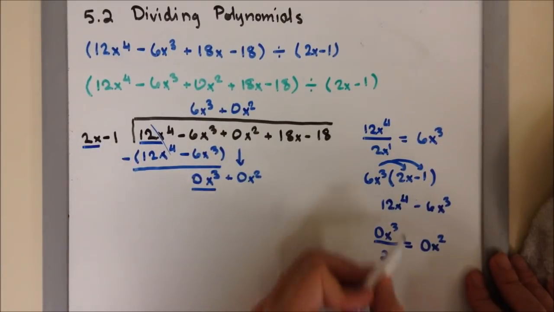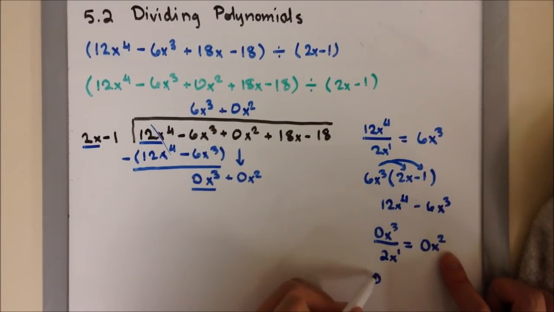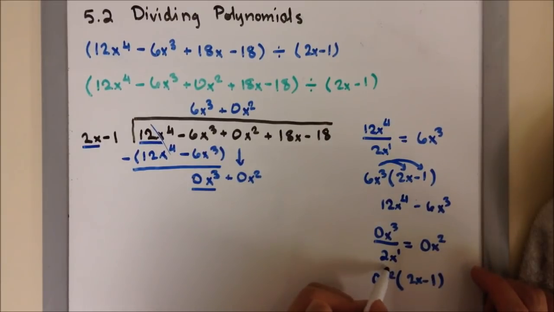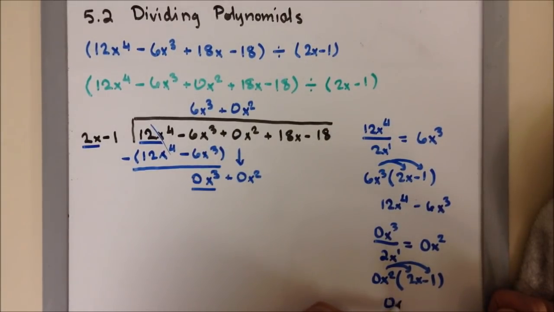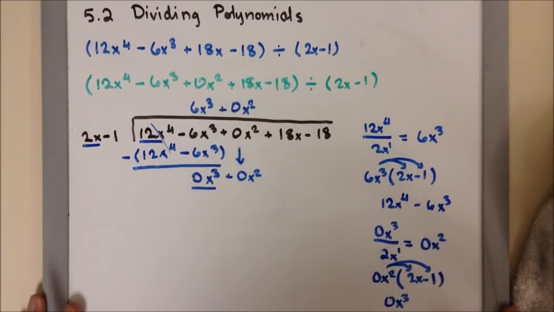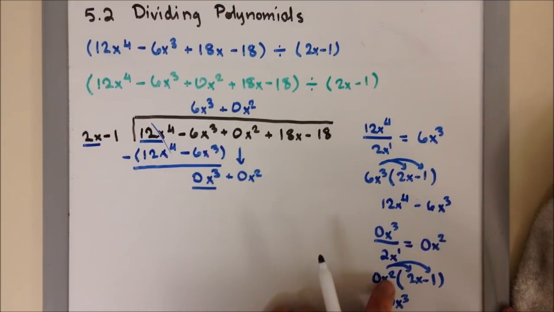And then over here, I'm going to use 0x squared. And then I'm going to multiply it to my divisor, 2x minus 1. So I'm going to distribute. 0x squared times 2x will be 0x to the 3rd. And again, same base, add the exponents. And then 0x squared times negative 1 will be negative 0x squared.